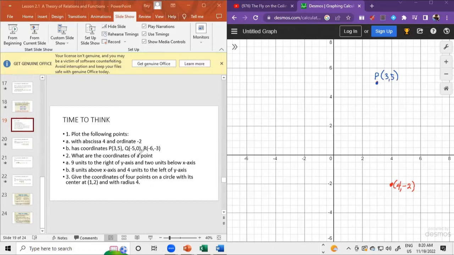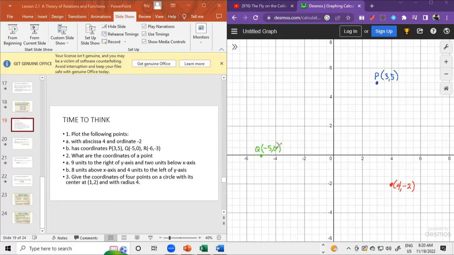Next, point Q. Negative 5 ang abscissa at 0 naman yung ordinate. So, ang negative 5 ay nasa negative x-axis. So, nandito ang negative 5. Then, 0 ang ordinate. So, ito ngayon ang ating point Q. At ang coordinates ng point Q ay negative 5, 0.